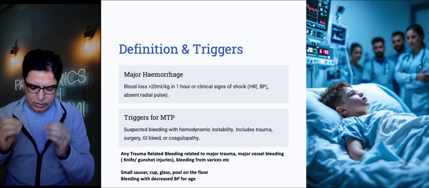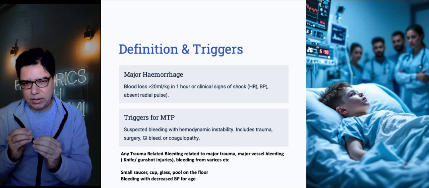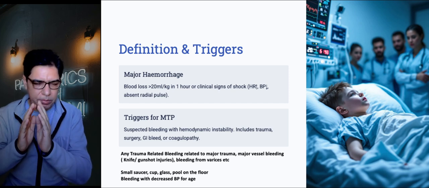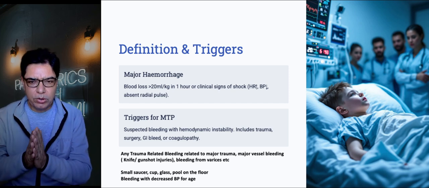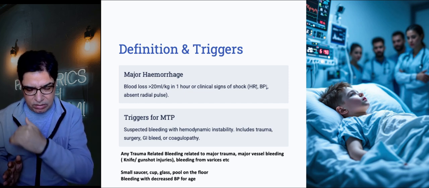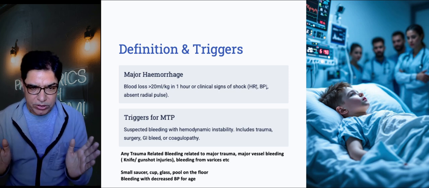Very simple. If somebody is bleeding and that bleeding leads to decreased blood pressure, increased heart rate, weak pulses, that means major blood loss, number one. Number two, if somebody comes with a trauma case, has got, let's say, an open wound to the periphery, blood spurting out, that is major blood loss.